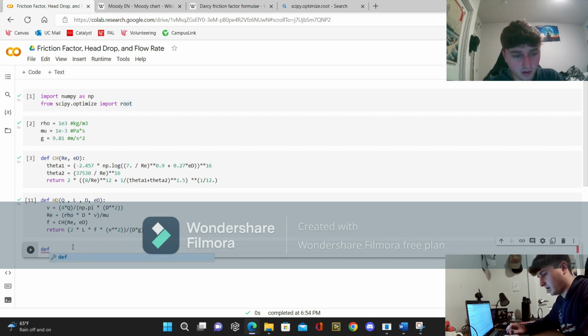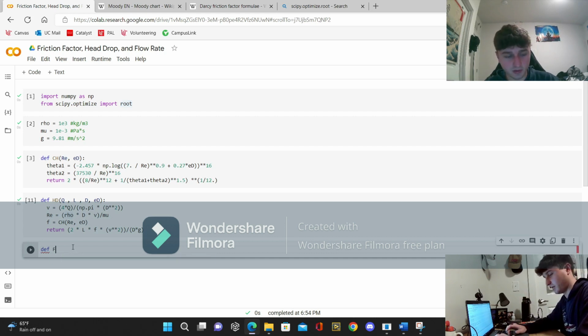It makes more sense as we go. So pretty much this, like I said, is going to be the opposite. We have flow rate, and then instead of Q, what we're going to have is our head drop, which we are going to call beta. We're going to have our length, our diameter, and our surface roughness.